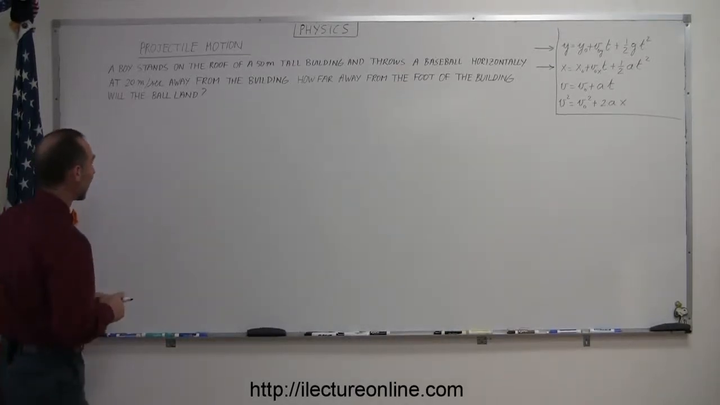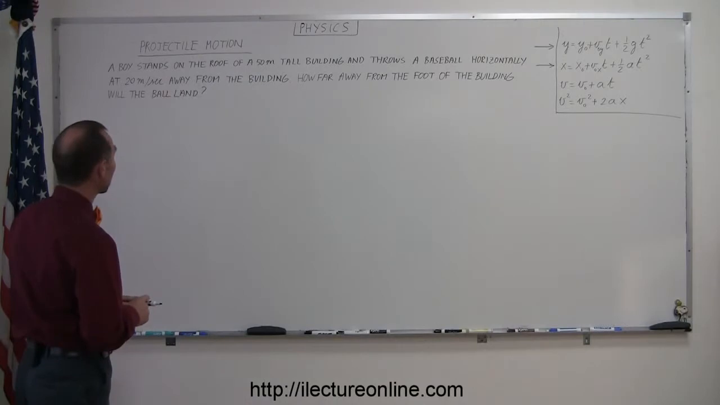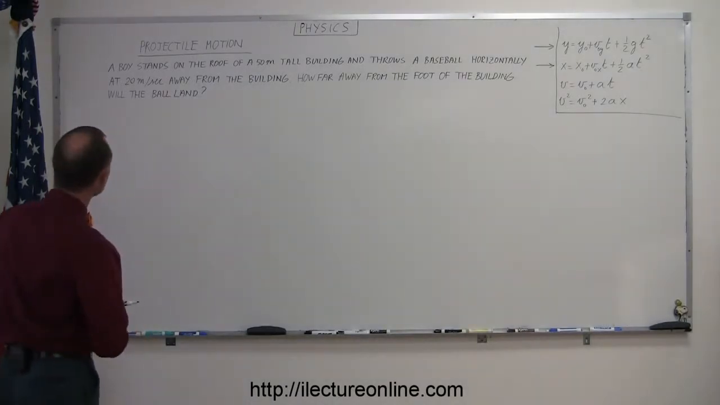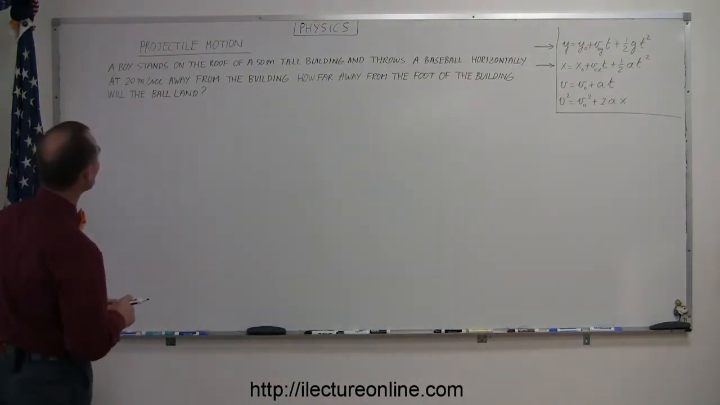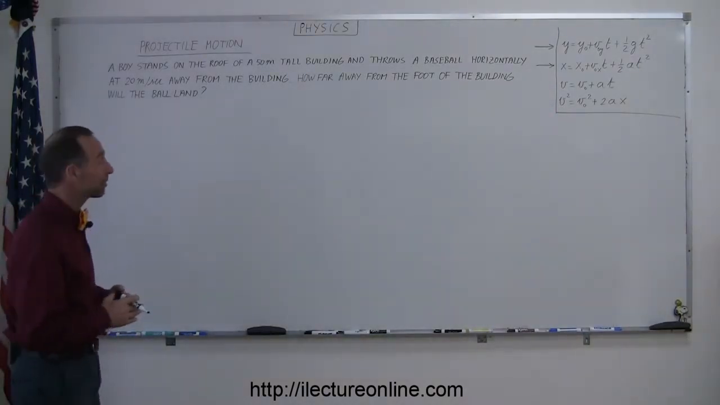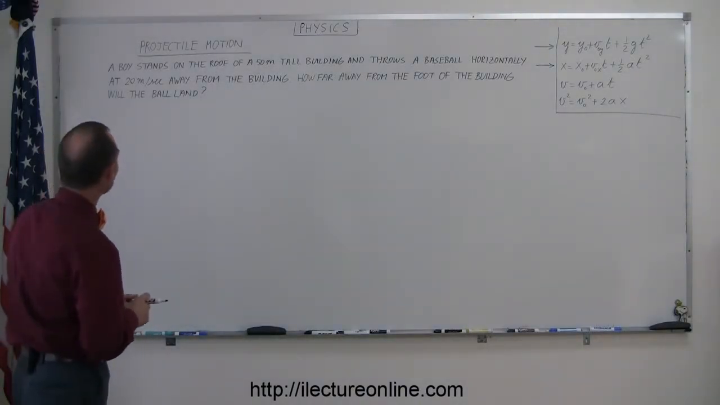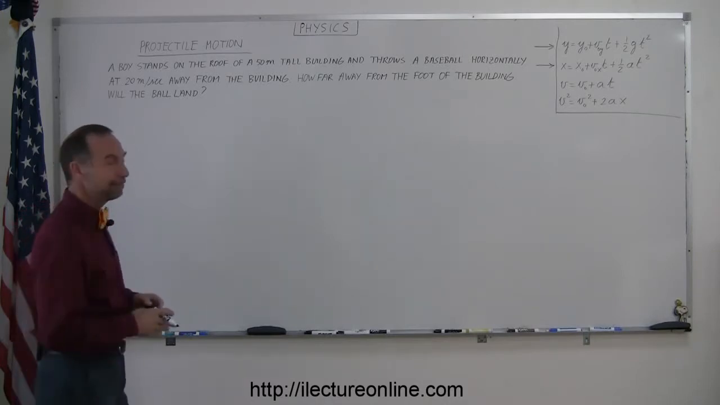Here are some examples on how to do projectile motion problems in the area of physics. Let's read the problem together. It says here that a boy stands on the roof of a 50-meter tall building, something I personally would not recommend, but for the sake of the problem, let's continue. And he throws a baseball horizontally at 20 meters per second away from the building.